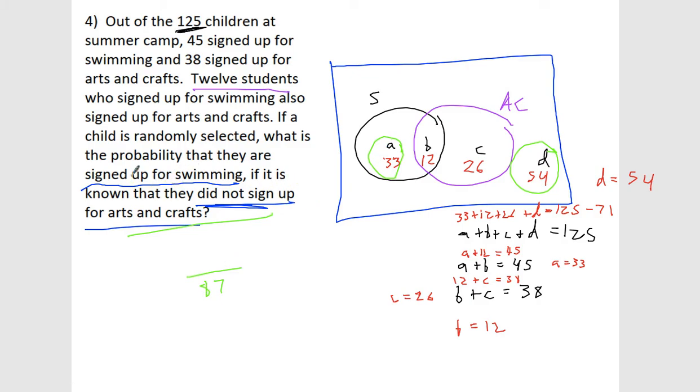And then finally, what's the chance that they signed up for swimming? Well, out of these two, which one signed up for swimming? Just the A's. So it's 33 out of 87. And that is our final answer. Now it does reduce. You could put it in the calculator and find that out. And it reduces to 11 over 29. 11 out of 29.